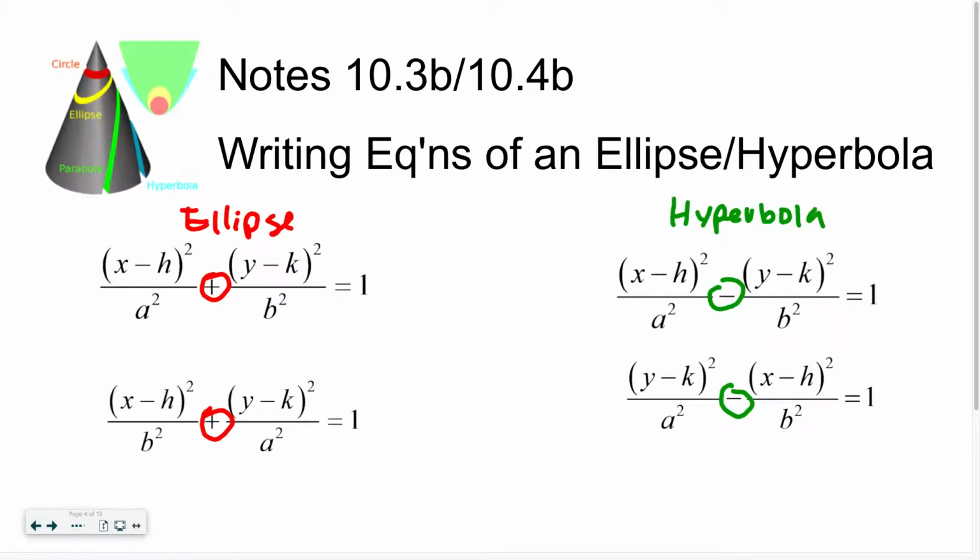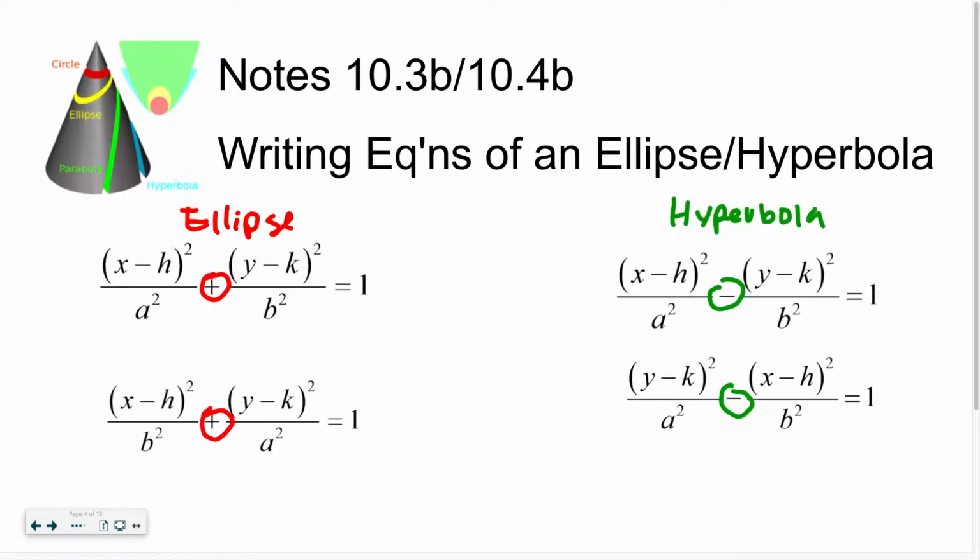We also know some things like a represents the distance from the center to a vertex in both the ellipse and the hyperbola. In the ellipse, we specified that as a major vertex, so it was the vertex that was further away. c is the distance from the center to the foci in both of those. In the ellipse, c should be less than a. In the hyperbola, c should be greater than a, because the foci are outside so that the hyperbola can open around it. And those equations, c squared equals a squared minus b squared, and c squared equals a squared plus b squared, are fair game to use to write the equation.